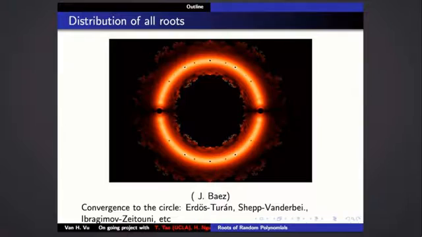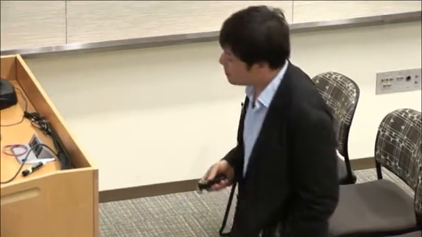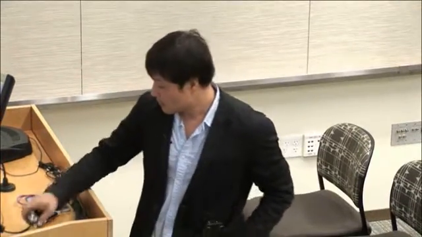So now let me, because in order to prove this universality, I need to understand the distribution of all roots, not only the real ones. And here are a few experiments, some pictures which I copied from John Baez's webpage. If you look at the set of all roots, complex and real together, there will be n of them, of course. It is well known that in the limiting distribution, they go to the unit circle.